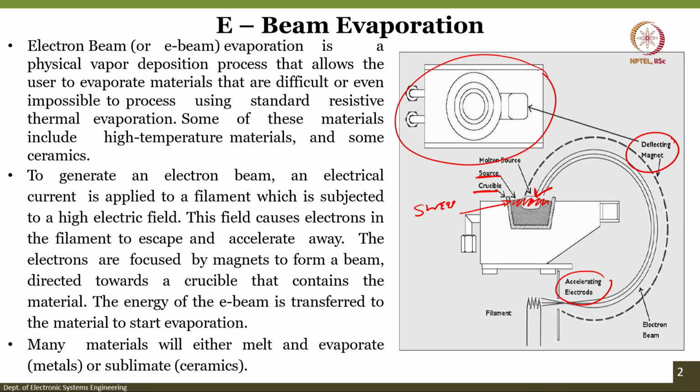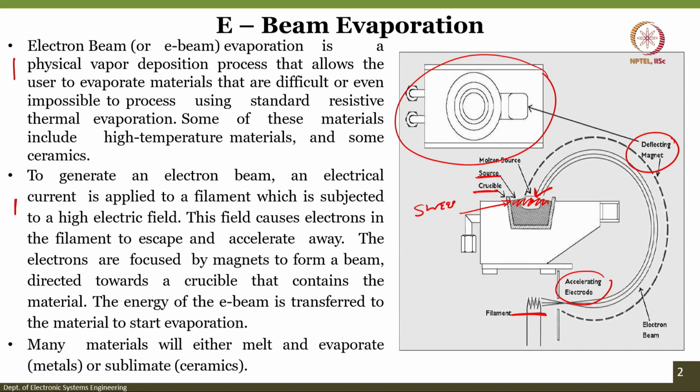If you read this paragraph: the electron beam or e-beam evaporation is a physical evaporation technique that allows the user to evaporate materials that are difficult or even impossible to process using standard resistive thermal evaporation. Some of these materials include high temperature materials and some ceramics. To generate an electron beam, an electrical current is applied to the filament, which is subjected to a high electric field. This will cause the electrons in the filament to escape and accelerate away.